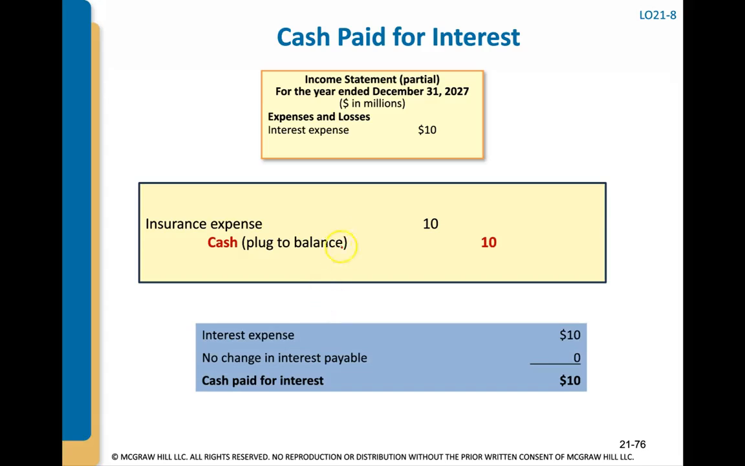And if you want to do the balance sheet, the journal entry method, we would debit interest expense for 10. There are no balance sheet accounts to account for. And so the other side of the entry is just the cash plug for 10. So either way, any method you use, the cash paid for interest is $10.